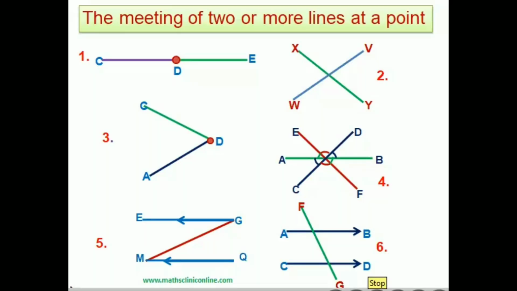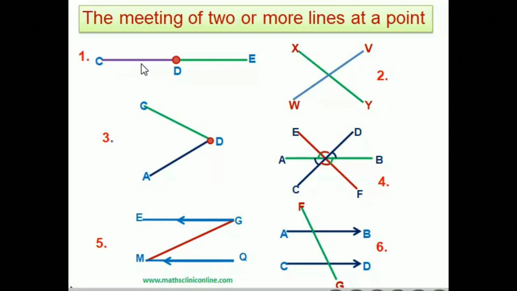Welcome to this lesson today. This is about the meeting of 2 or more lines at a point. I want you to know something, that whenever 2 or more lines meet at a point, different types of angles are created. Different types of angles are what? Created. Beautiful.